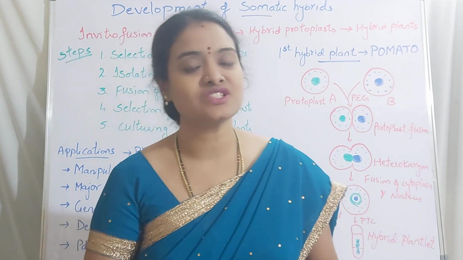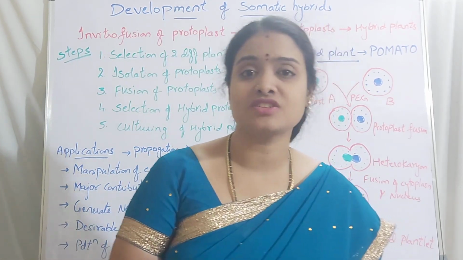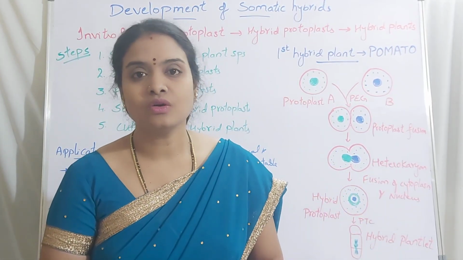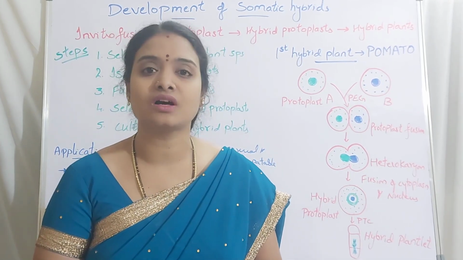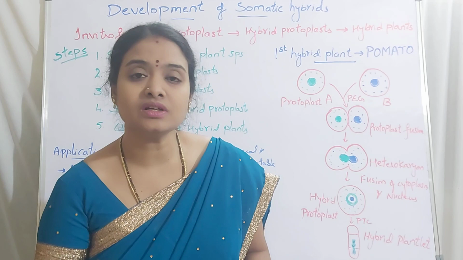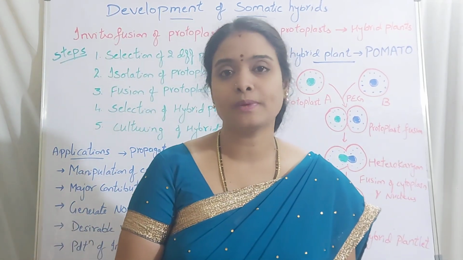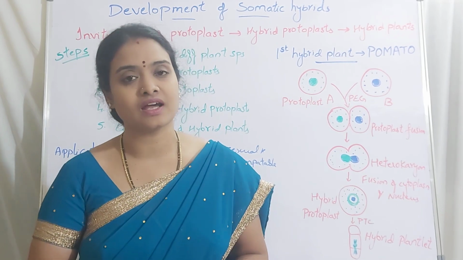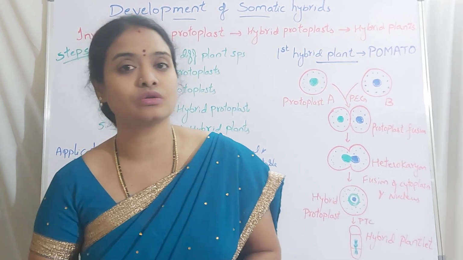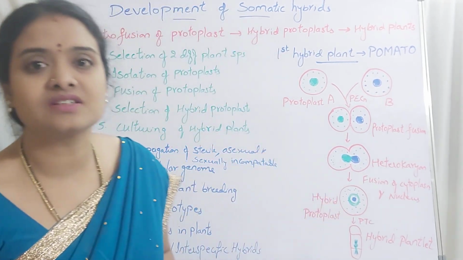So in last class we have discussed protoplast isolation and culture. Right? What do you mean by protoplast? Protoplast is a plant cell without cell wall. Right? So here we are going to isolate the protoplast and then fuse the protoplast in order to produce hybrids. Right? So let us see production of hybrids in detail.